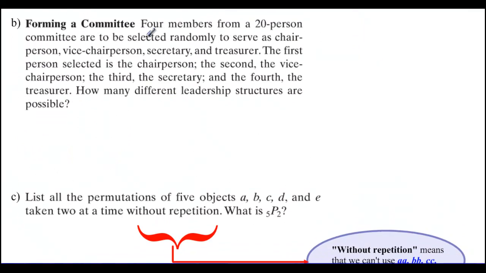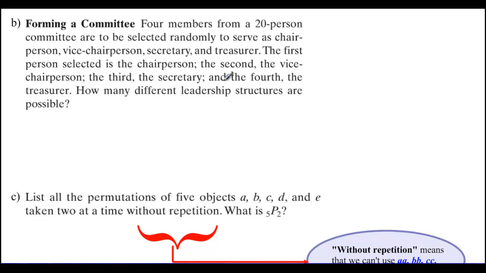So for B, 4 members from a 20-person committee are to be selected randomly to serve as chairperson, vice chairperson, secretary, and treasurer. The first person selected is the chair, the second is the vice chair, the third is the secretary, and the fourth is the treasurer. How many different leadership structures are possible?